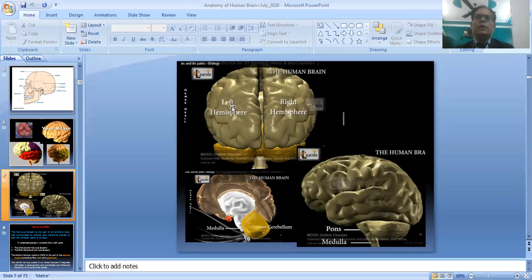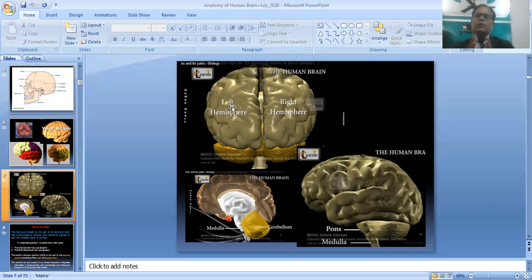See, my dear friend, you must have heard that the brain has three parts: forebrain, midbrain, and hindbrain. Right? Forebrain is called prosencephalon, midbrain is called mesencephalon, and hindbrain is called rhomboencephalon. So the brain is divided into three parts.